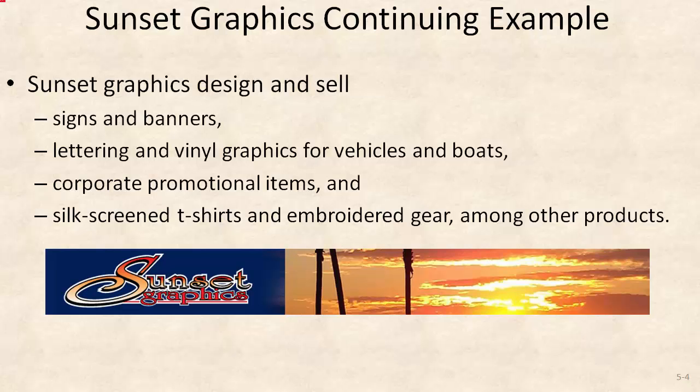For the next 3 chapters, we're going to use a continuing example of Sunset Graphics, an actual business operating in Huntington Beach, California. Sunset Graphics designs and sells signs and banners, lettering and vinyl graphics for vehicles and boats, corporate promotional items, silkscreen t-shirts, embroidered gear, and a variety of other products. As they say, if you need it, they will make it.